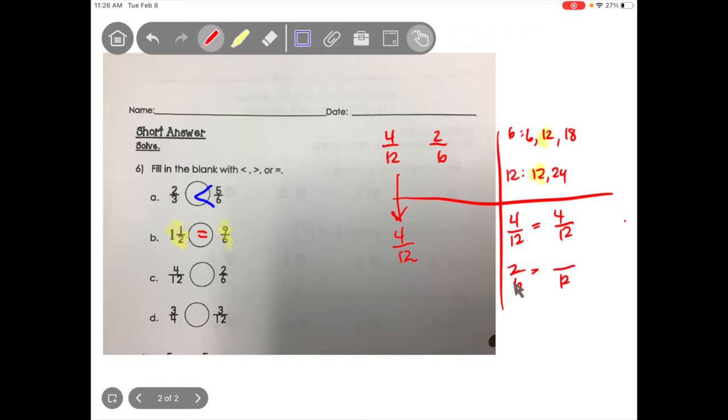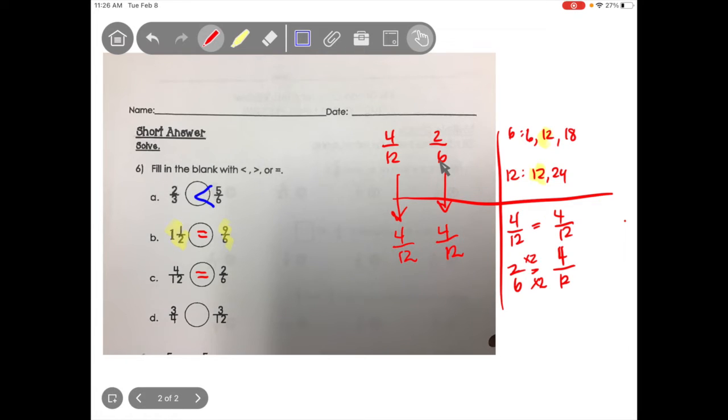But 2/6, we need to make an equivalent fraction. So 6 times what gets me to 12? 6 times 2. Whatever we multiply the denominator by, we multiply the numerator by to make equivalent fractions. So 2 times 2 is 4. And so the equivalent fraction for 2/6 would be 4/12. And now when we compare, we can see that 4/12 and 4/12 are equal. So that tells us that 4/12 and 2/6 are equal.